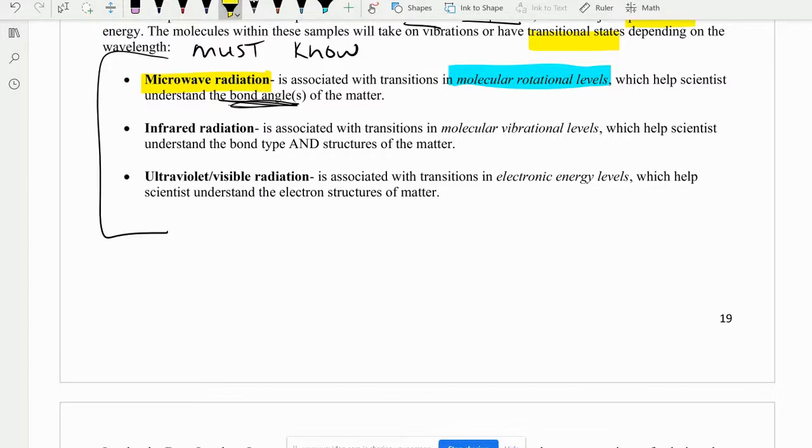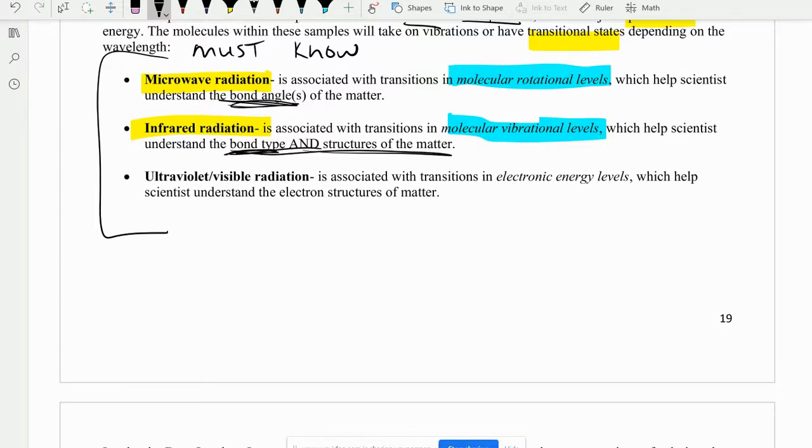Okay, let's take a look. If we bombard a sample with infrared radiation, that is going to help scientists understand transitions in molecular vibrational levels. That is just fancy words for helping scientists understand the bond type and the structure of the matter. So we've learned about bond types.